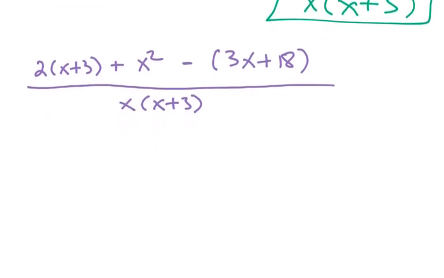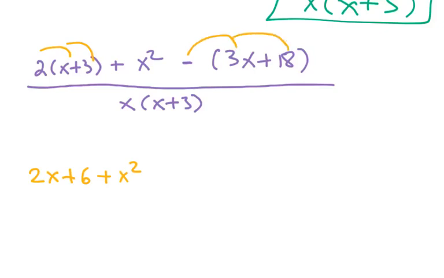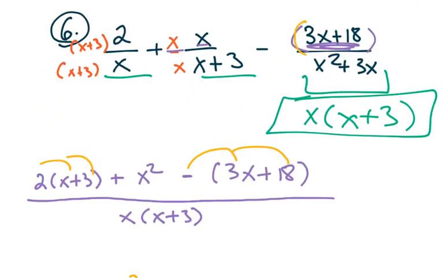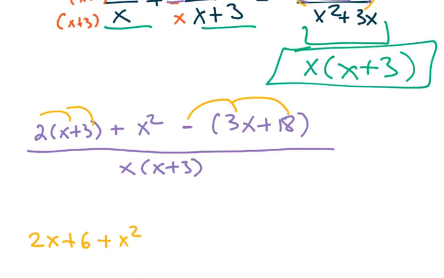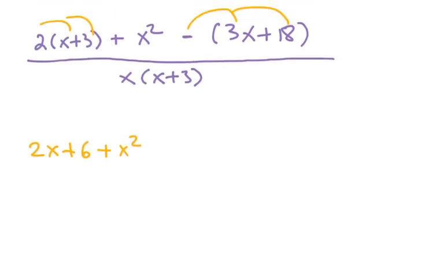All right? So all I need to do now is clean this up. So we'll distribute. So this is going to be 2x plus 6 plus x squared. We have to distribute the negative. And this is why it's super important to realize this is a quantity. Because if you don't put it in there, you'll end up missing the question. We get negative 3x minus 18.